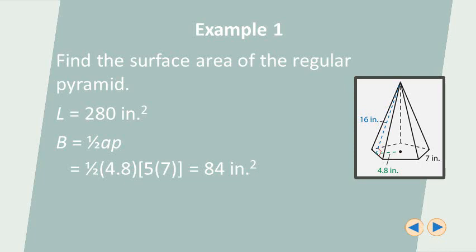So we're going to add that to the L. Total surface area is the lateral surface area, capital L, plus the base surface area, capital B. That gives us 364 inches.